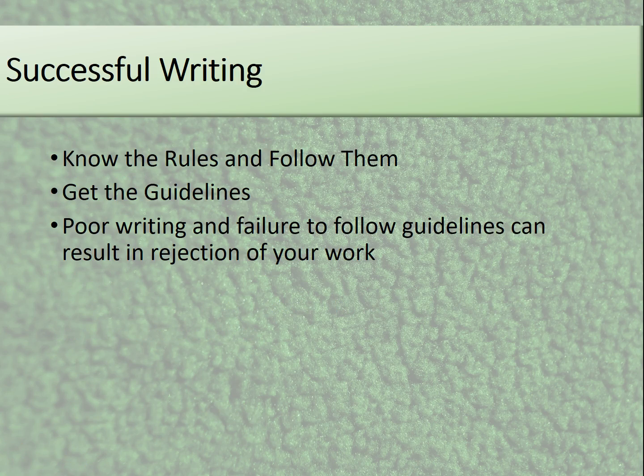Now, helpful hints for successful journal writing. You might locate this book titled How to Write and Publish a Scientific Paper, written by Day in 1998. This book is short, informative, readable, and funny. First, you will need to know the rules and follow them. Get the guidelines. Poor writing and failure to follow guidelines can result in rejection of your work. Give an example here.